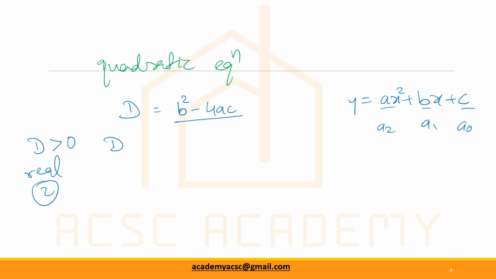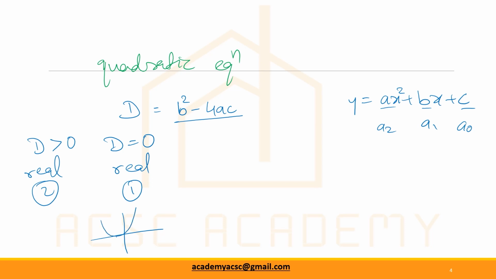If it turns out that d is equal to 0, then it will have a real root, but a repetitive root. Only one root will be appearing twice. For example, the graph of such a quadratic equation, if a is greater than 0, will be like this.